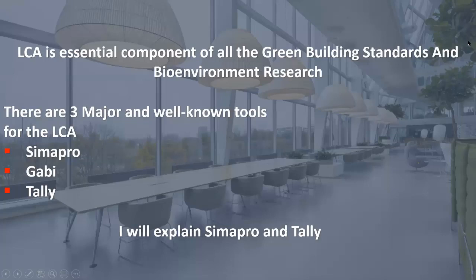Let's start from there. Okay, so there are three standard and acceptable software available in the market for life cycle analysis. SimaPro and GaBi are just like Google Sheets and Microsoft Office Word or Google Docs, pretty much the same in handling, dealing and editing. Similarly, SimaPro and GaBi are the most widely used, and they are the most comprehensive.